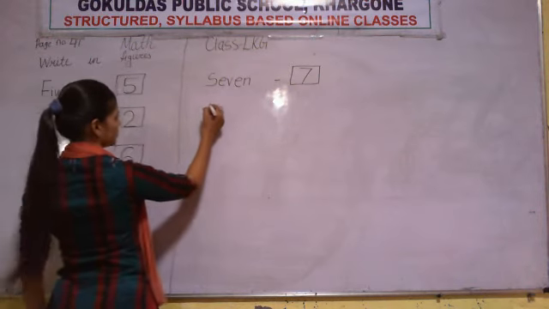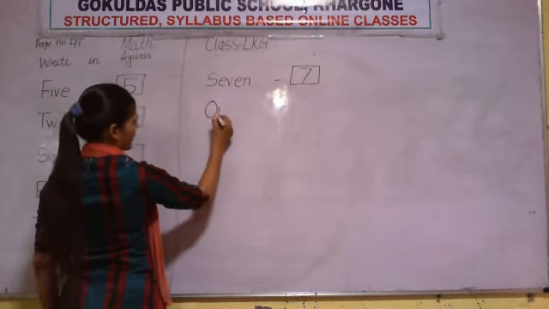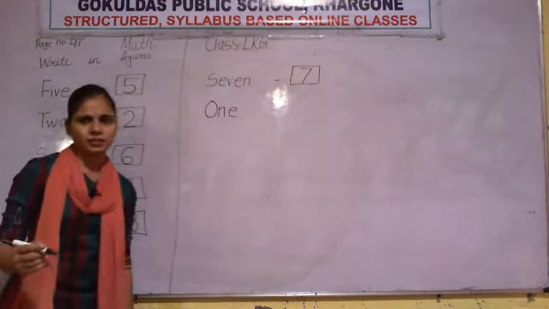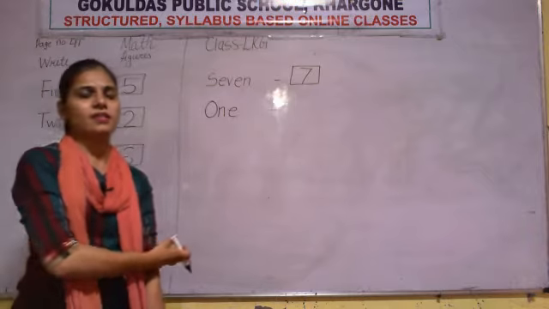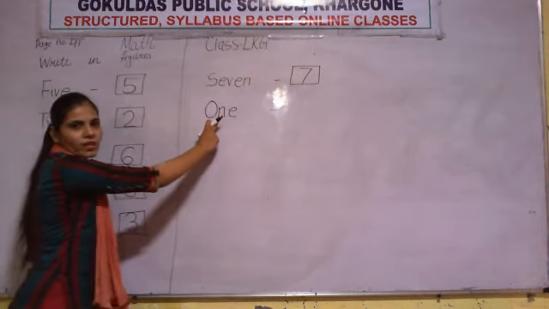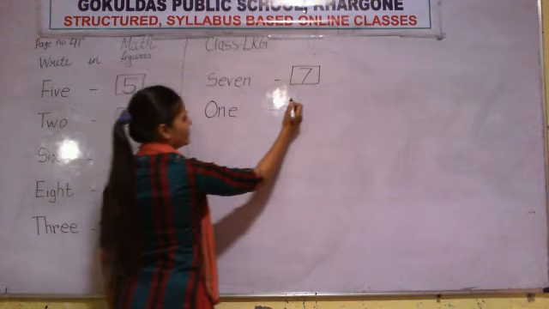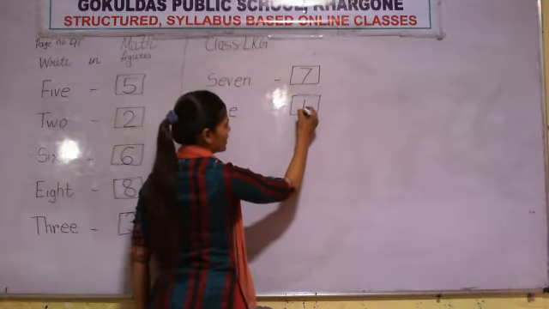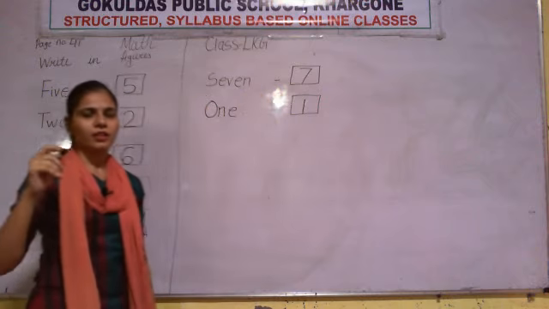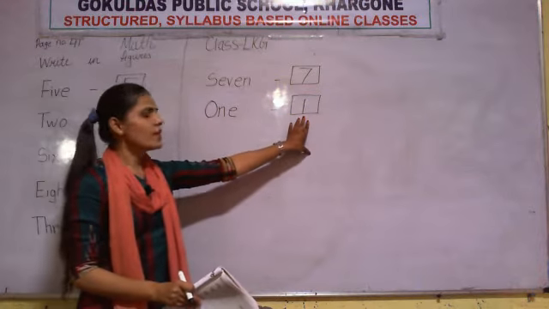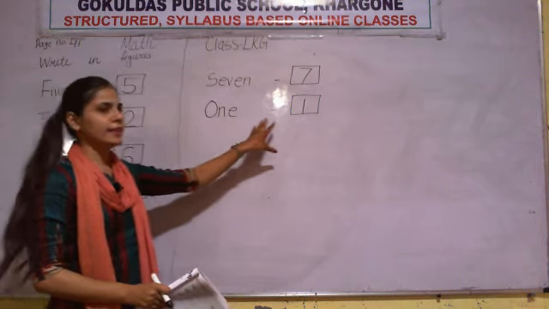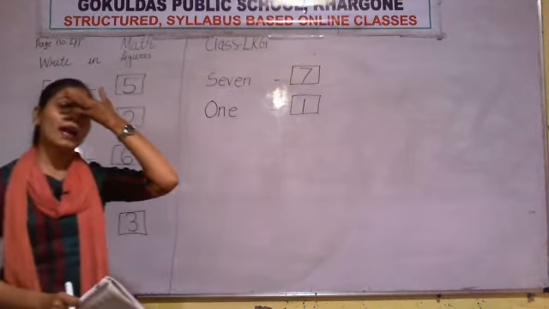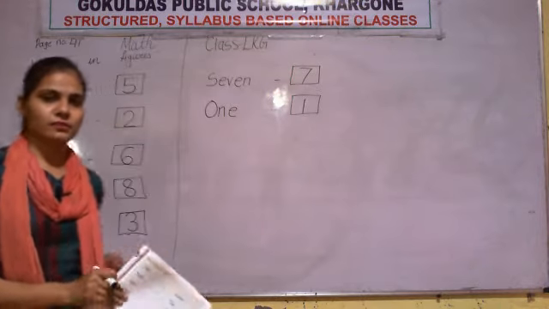O-N-E. What is O-N-E? Did you learn the spelling of number 1? Yes or no? This is the name of number 1. O-N-E, 1. And you know how to write 1. Just make a standing line. This is number 1.